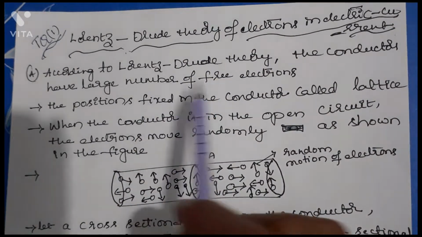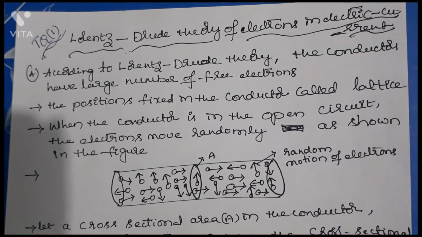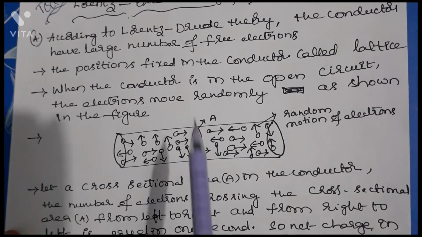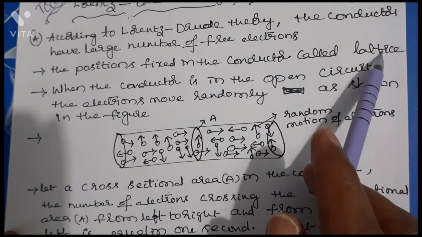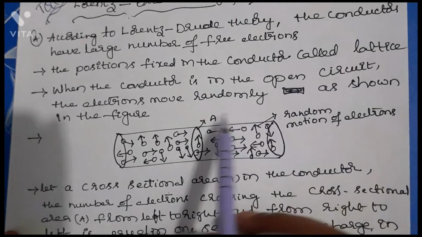According to the Lorentz and Drude theory, conductors have a large number of free electrons. That is why they are the conductors of electricity. In the second point, students, at the same time inside the conductor positive ions are fixed, which is called the lattice. So positive ions fixed inside the conductor are called the lattice.